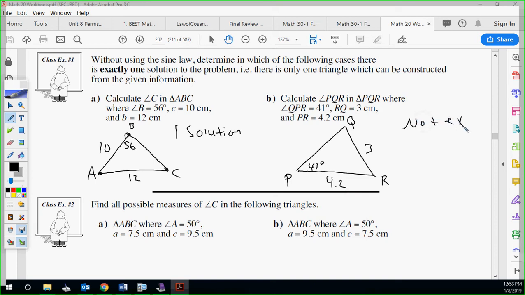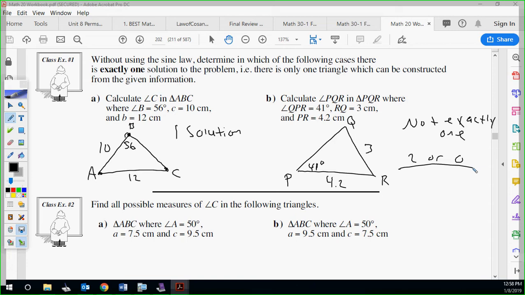So you guys see, 41 makes 3, which is smaller than 4.2. If it's smaller, you can have 2 solutions or no solutions. They said not exactly 1 in the notes, or you can say 2 or none, whichever you want. Because the first case has to be 1, the other one's 2 or 0, so just not 1. That's all they're saying, because you can't have 3, 4, or 5. It's 0, 1, or 2.